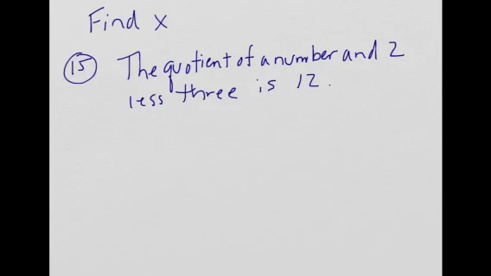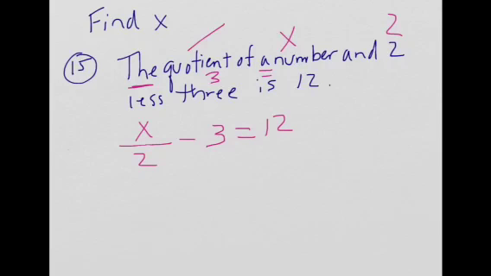The quotient of a number. Quotient means a fraction because we're doing division. A number is x. Less is going to be subtraction. 3, and then is equals, and then 12. So we're looking at the quotient of a number, x is going to be on the top, of a number and 2. So we're going to put 2 on the bottom, less 3 is 12.